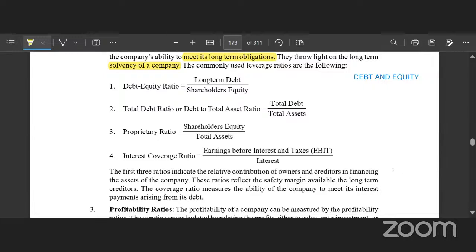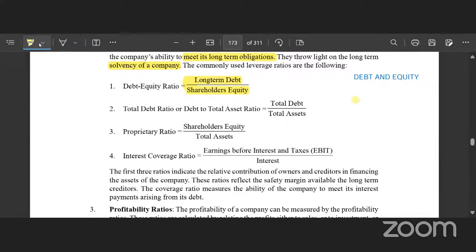The commonly used leverage ratios are debt equity ratio, and so on. These are easy to remember actually. So debt to equity ratio: the numerator is debt, the denominator is equity, right? When it comes to total debt ratio or debt to total assets ratio, it's the total amount of debt to the total amount of assets, right?